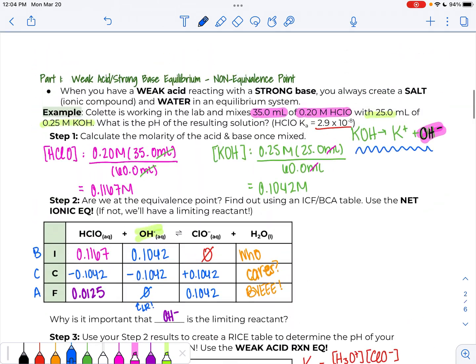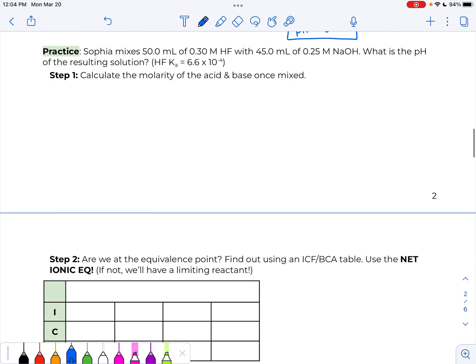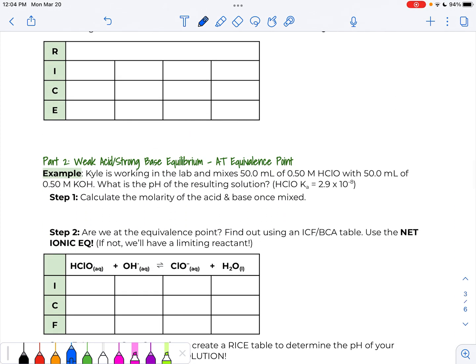All right. So this is an example of how to do one of these problems. You have one practice problem right here to complete. Go ahead and do that, check in with the answer key, and then come on back.